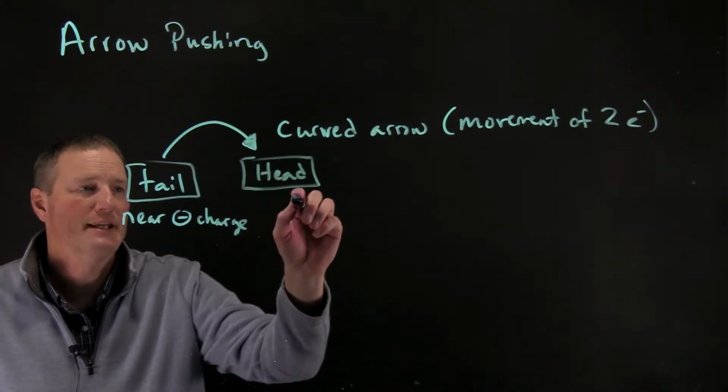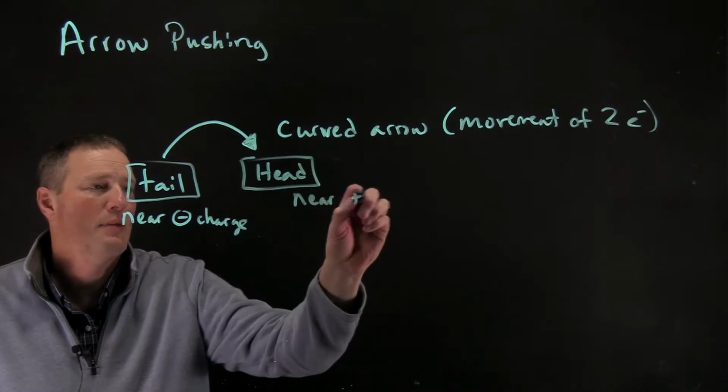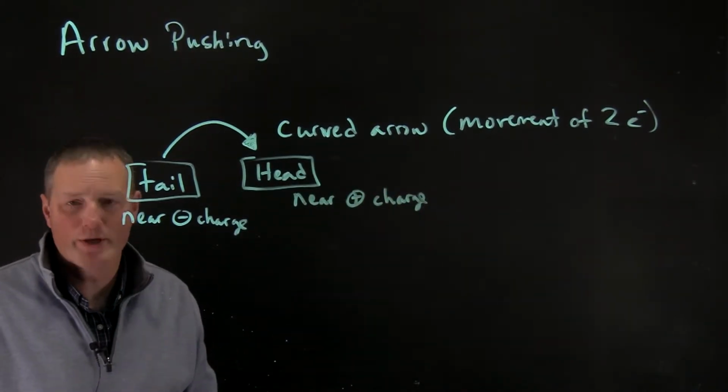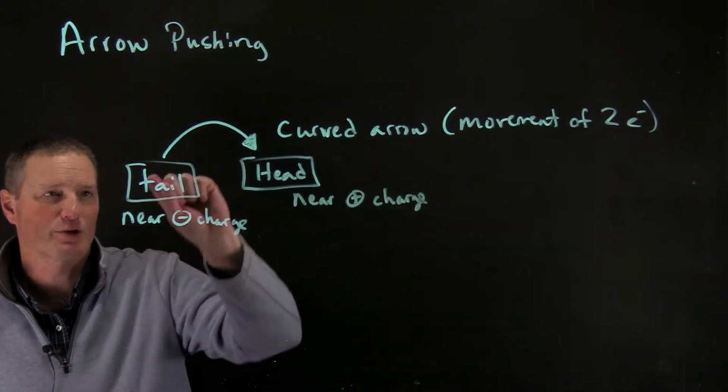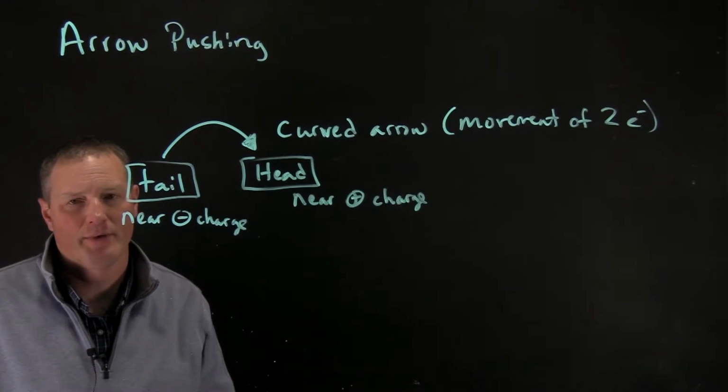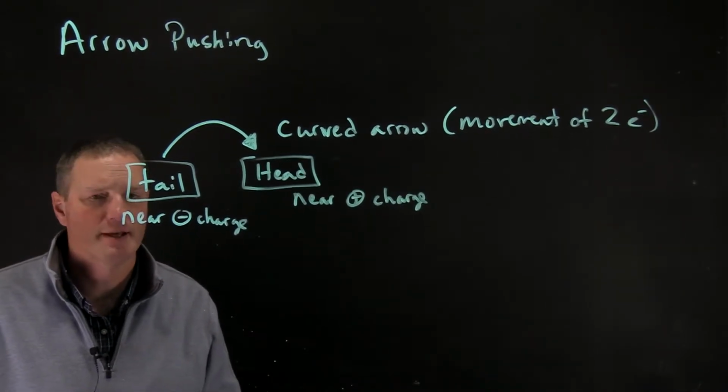which is going to be near positive charge. So whenever we draw a mechanistic arrow like this, we're showing the movement of negative charge to a positive area. Let me just demonstrate this for you.